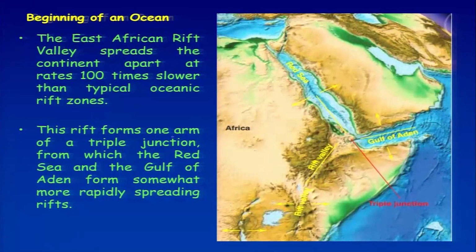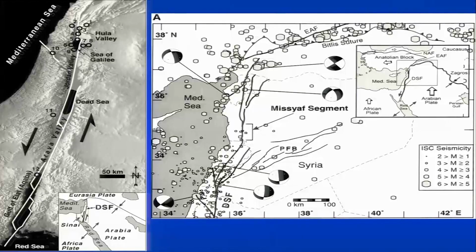So this rift forms one arm of a triple junction, from which the Red Sea and the Gulf of Aden form a somewhat more rapidly spreading rift. So these two are comparatively moving faster than this one. Now coming to this example, which is very good here, it has been shown as the Dead Sea Fault. Okay.